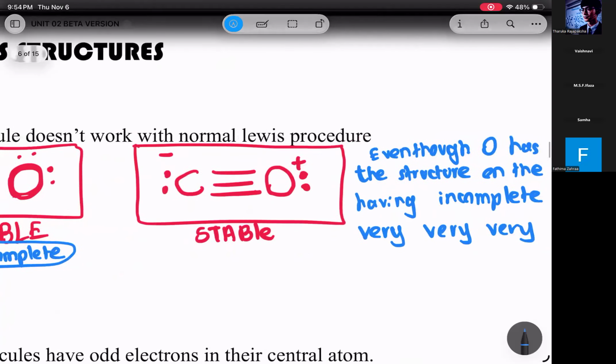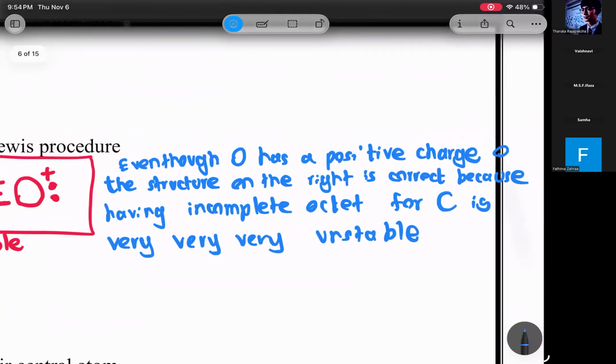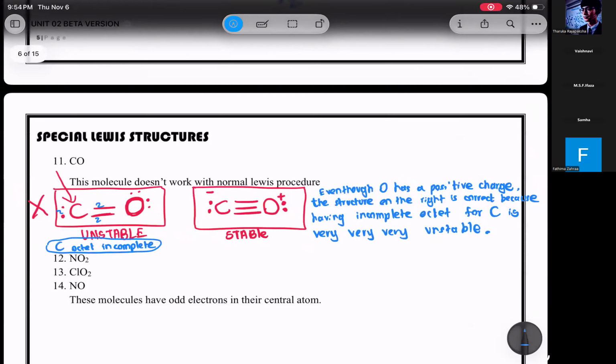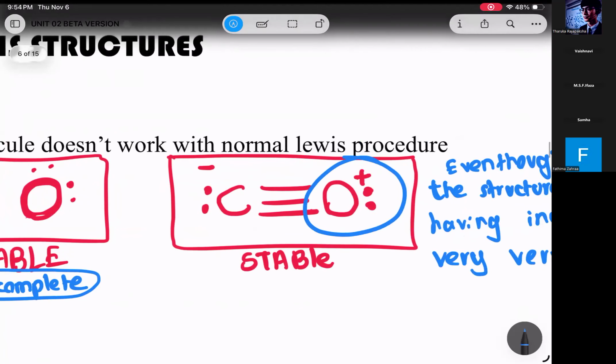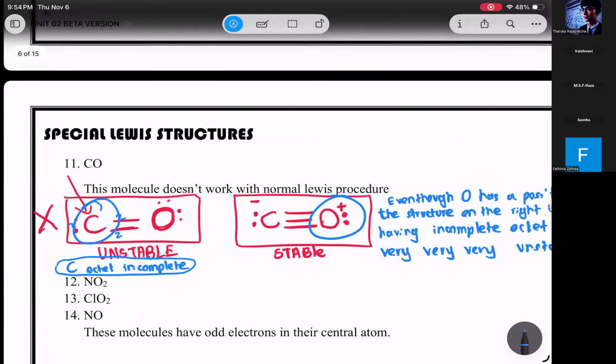ඒක එතකොට මේ statement එකකින් කියන්නේ even though oxygen has a positive charge on the structure, the structure on the right is correct because having an incomplete octet for carbon is very, very unstable. හරිද? ඒ කියන්නේ මේක හොඳයි මේකට වඩා කියලා කියන්නේ. This is better than this. හරිද? Both are unstable වගේ තමයි. But this is better than this.